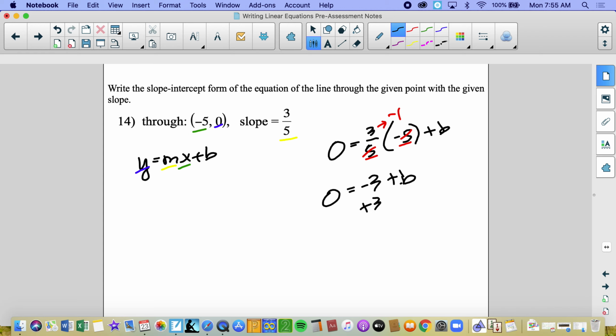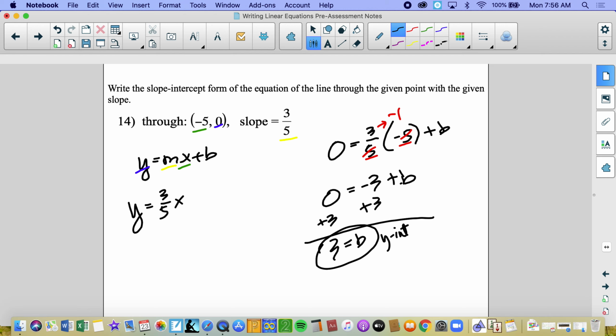Let's isolate b by getting rid of the -3. And now I have my y-intercept. So I have my slope, which is 3/5, and I have my y-intercept, which is 3.